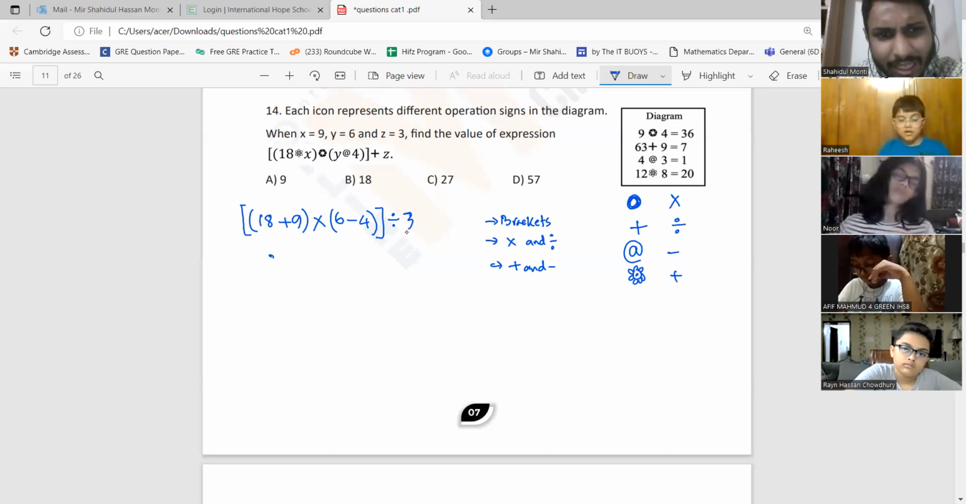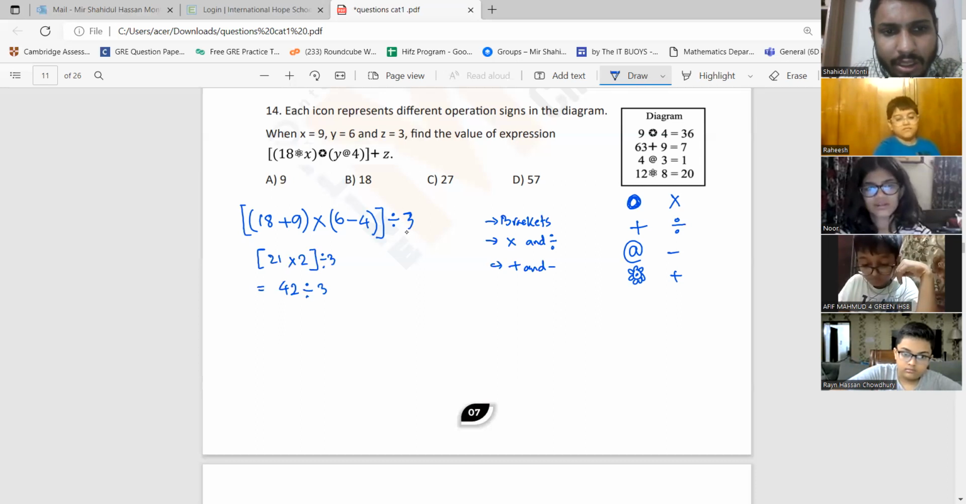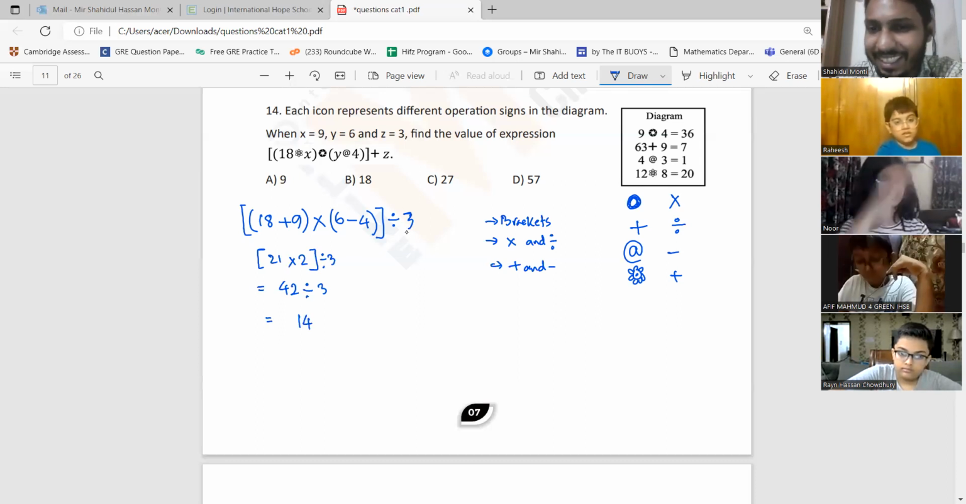So 18 plus 9, that is equal to 21, multiplied by 6 minus 4, that is equal to 2. And then we are going to divide this with 3. 21 into 2, I know that is equal to 42. And now I'm going to divide 42 by 3. I hope you understand that 42 divided by 3 is equal to 14.